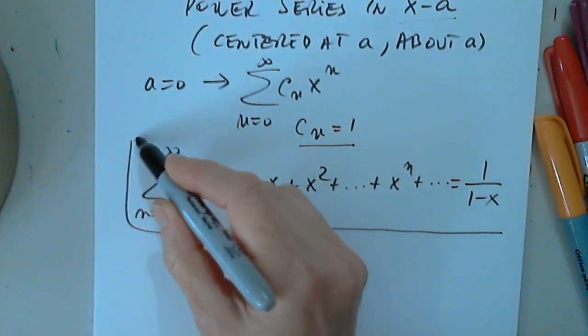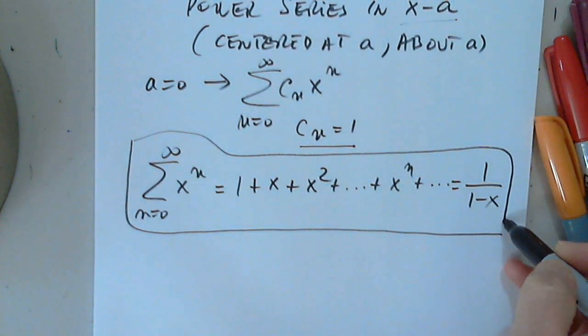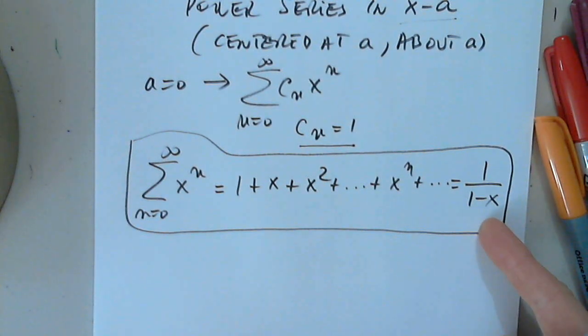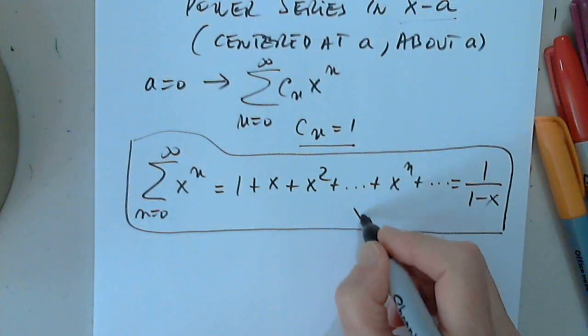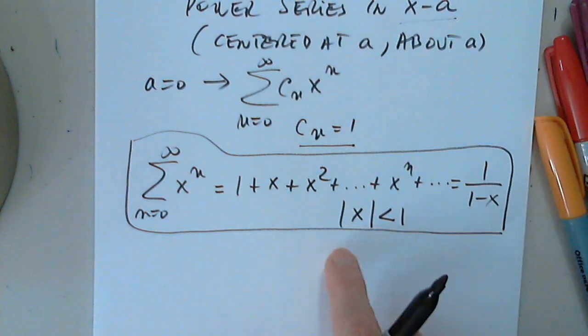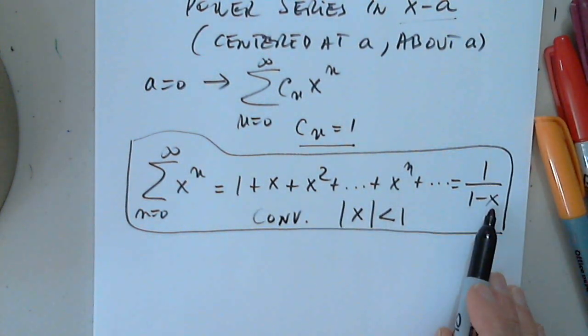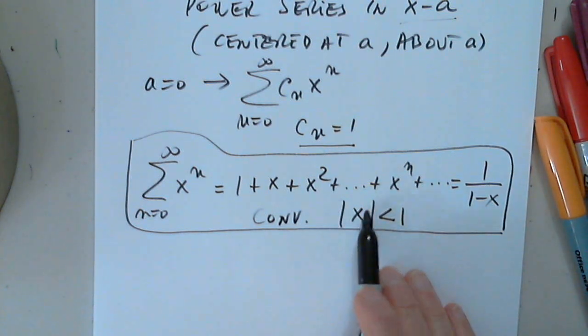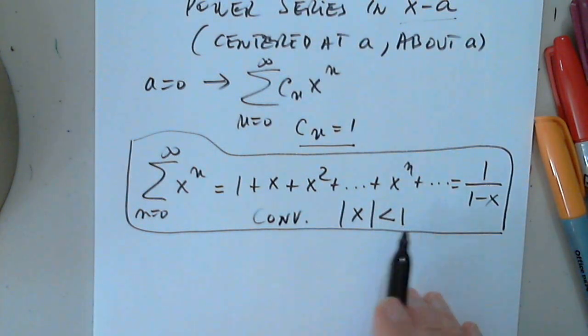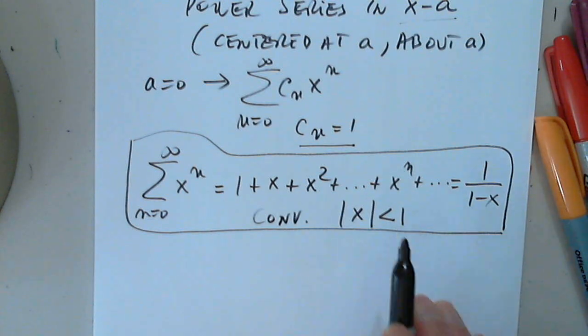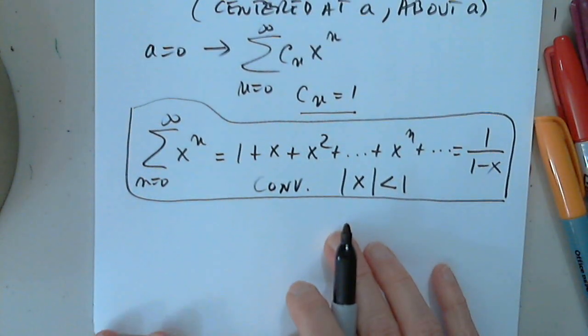We know that this power series, which we calculated a long time ago, is convergent only for the common ratio being in absolute value less than 1, which means x between -1 and 1. So it will be convergent.